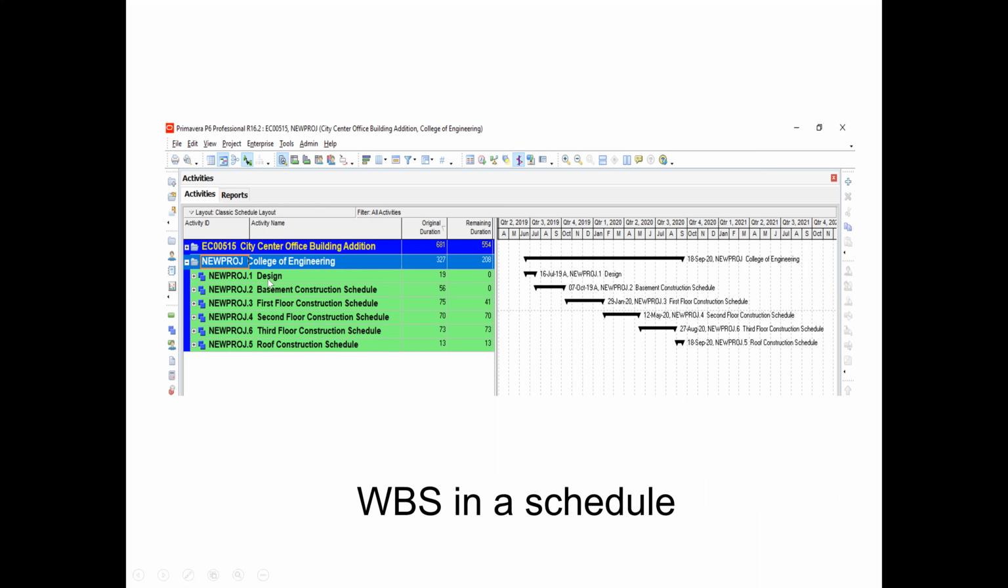Okay. So under each WBS, when we click this positive sign, it will spread and it will become enlarged. All the activities for the design will be shown, and all the activities under the basement or under the first floor, they will appear when we click these positive signs in the Primavera. Okay. So the Primavera P6.